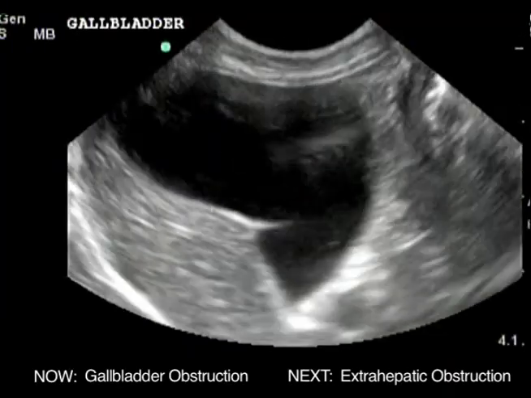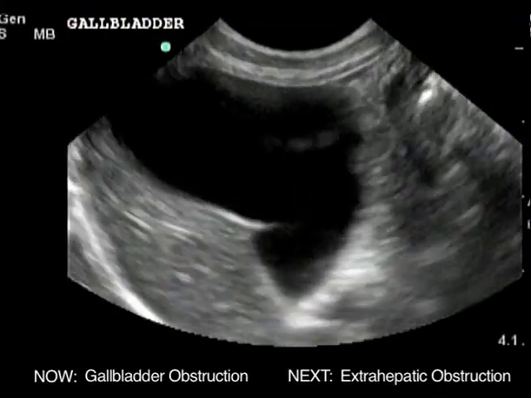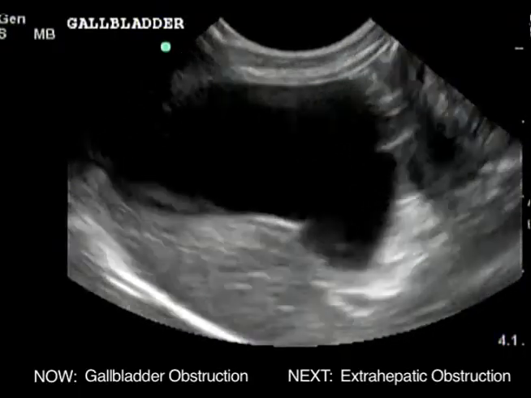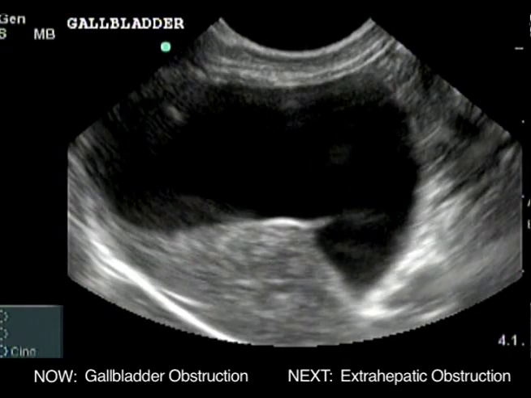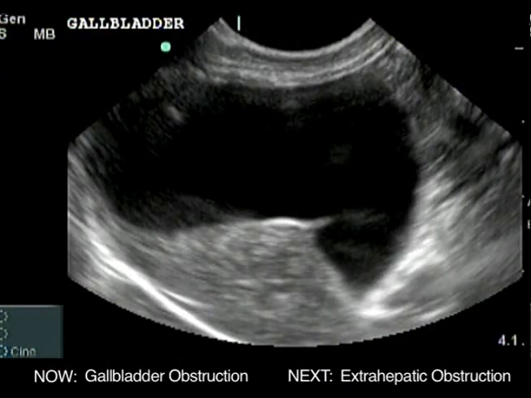Enlargement of the gallbladder in dogs suggests obstruction of the gallbladder itself or of the gallbladder and the common bile duct. Visualization of the common bile duct on ultrasound in a dog suggests current or previous extrahepatic biliary obstruction.